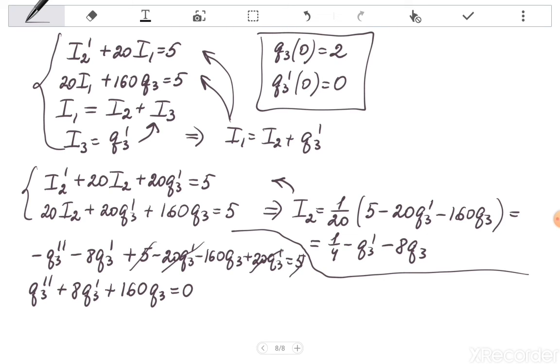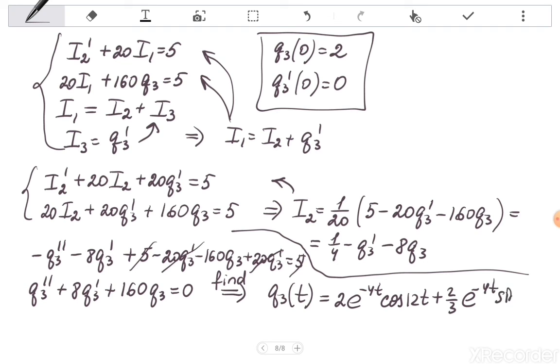We can find the precise function for Q3. Let me just write the answer. So solve this. We find Q3. This is 2e to the minus 4t cosine 12t plus 2 over 3 e to the minus 4t sine 12t. Okay, so we have the value for Q3.